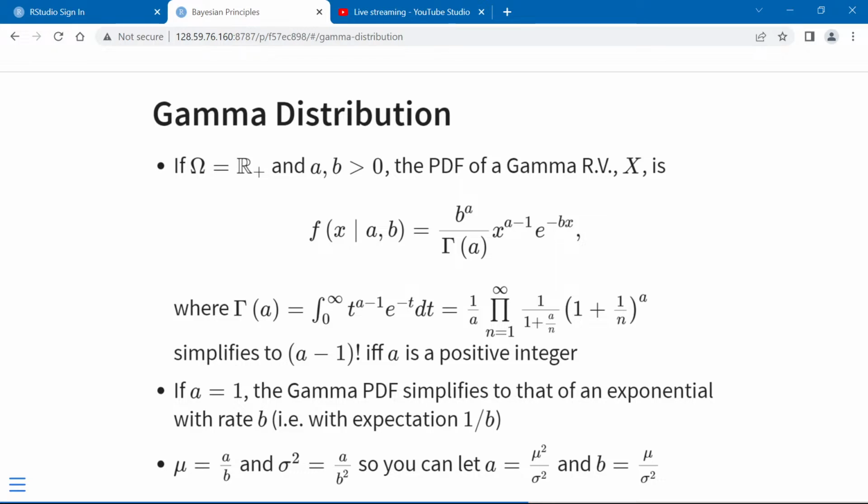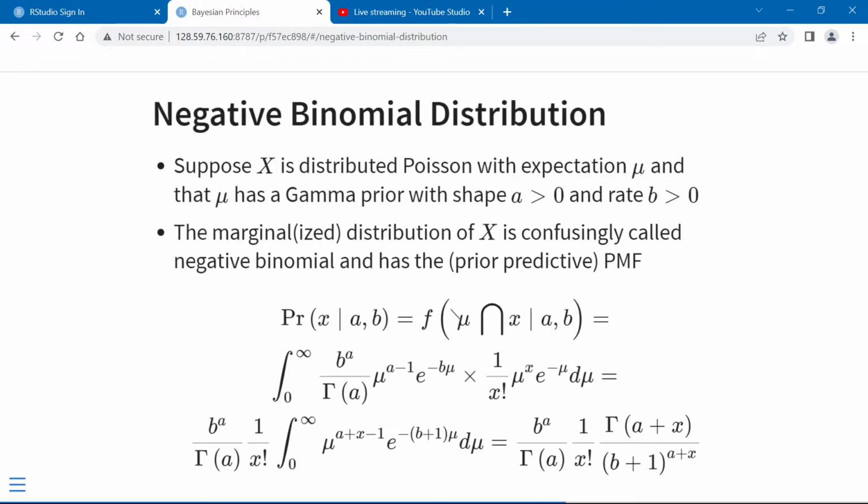So start by thinking, okay, what do I think is the expectation and the variance of this positive random variable? And then I can express A and B in terms of mu and sigma squared in order to figure out what A and B need to be. So if I think this has an expectation of 3 and a variance of 6 or whatever, I can plug those in and figure out what A and B are consistent with that. And then use that with my product. And we're going to use the gamma prior in this situation.